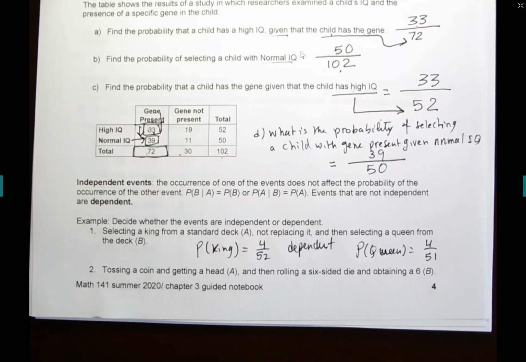What do you think of those two events, guys? Tossing a coin and getting a head. That's the first event. Rolling a 6-sided die. You know that tossing a coin and rolling a 6-sided die, they're two different devices, two different experiments. They have nothing to do with each other. So definitely the two events here are independent.